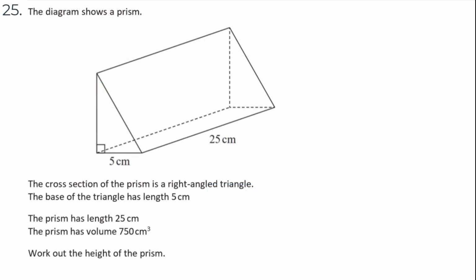The diagram shows a prism. The cross section of the prism is a right angled triangle. The base of the triangle has a length of 5 centimeters. The prism has a length of 25 centimeters. The prism has a volume of 750 centimeters cubed. Work out the height of the prism.